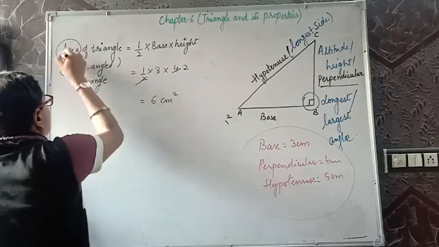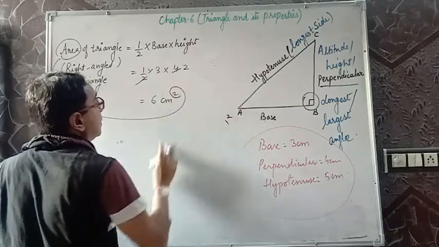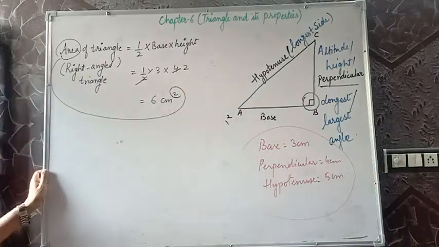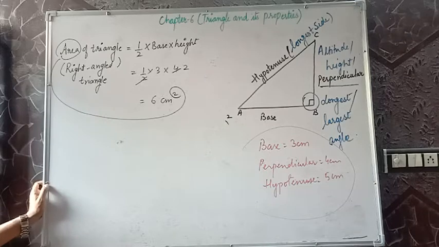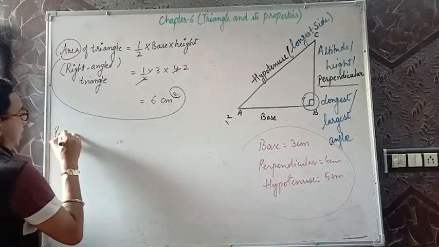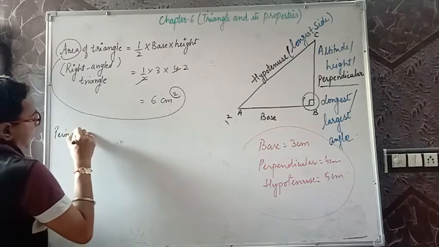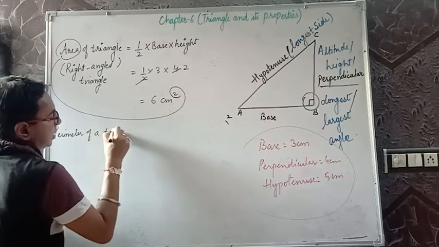Why centimeter square? Because we are finding the area, hence the power will also become 2. In terms of perimeter, it becomes centimeter only. Are we clear? Next is perimeter of a triangle formula.